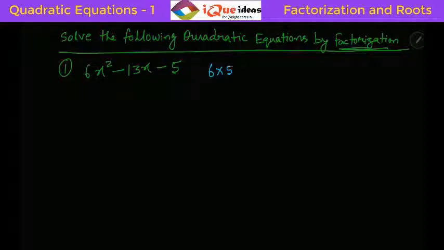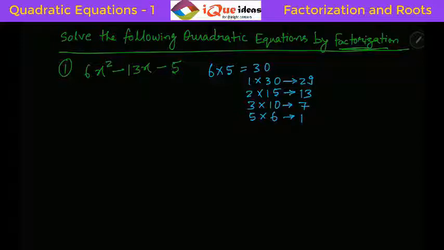So multiply 6 and 5, you will get 30. Factorize 30 in all possible ways. It is 1 into 30, 2 into 15, 3 into 10 and 5 into 6. Look at the sign of the constant term, it is minus. So we have to look for the difference. Now the difference of 1 and 30 is 29. The difference of 2 and 15 is 13. The difference of 3 and 10 is 7. The difference of 5 and 6 is 1.